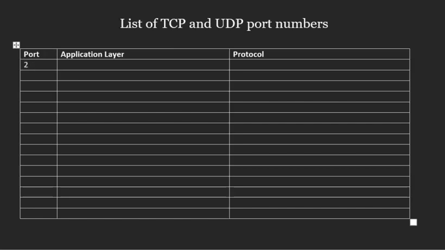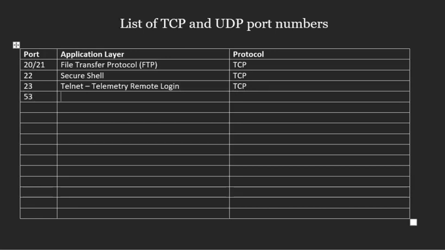So for starters, we have port 20 and 21. That's used for file transfer protocol, otherwise known as FTP. And this uses the TCP protocol. And then we have port 22, which is secure shell. That uses the TCP protocol. And next we have port 23, which is telnet, remote login, a very unsecure system to use. It also uses the TCP protocol.